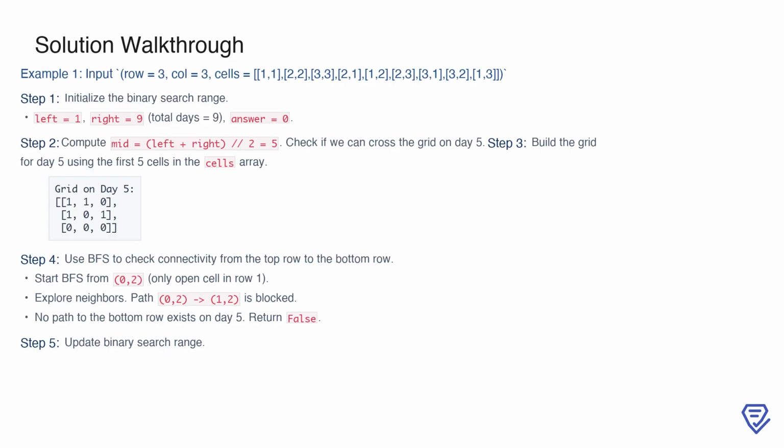Using BFS, we then check for connectivity from any open cell in the top row to any cell in the bottom row. Starting from 0, 2, the only open cell in the first row, we explore its neighbors. However, no path leads to the bottom row because all potential routes are blocked. Since crossing is not possible on this day, we return false and proceed to adjust the binary search range.